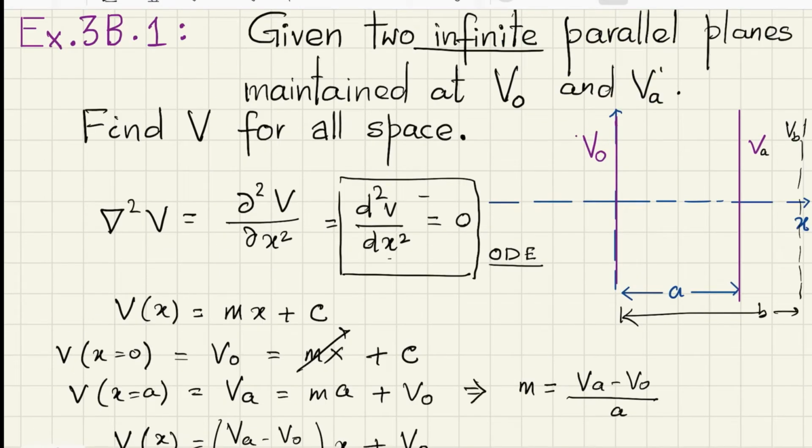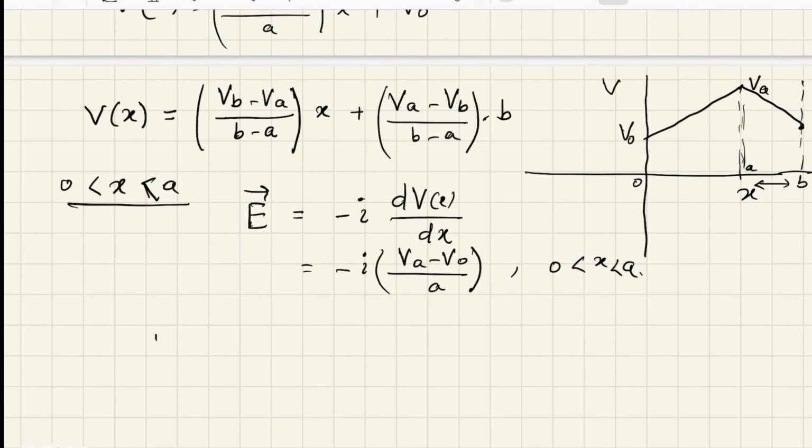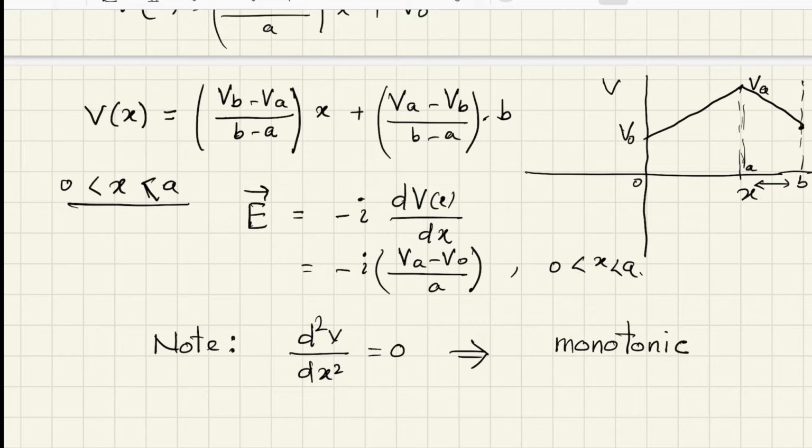Now, note that because d square V by dx square was 0, it was monotonic. I keep repeating this because this is the nature of the solution. This is monotonic, which means no maxima, no minima. Let me also point out that suppose I knew only these two points, I know there is no maxima and minima.